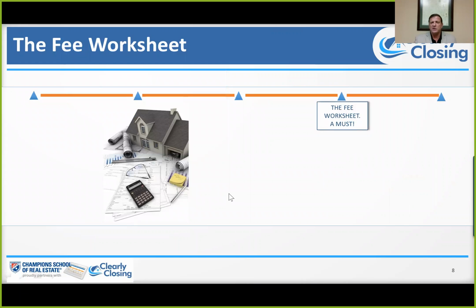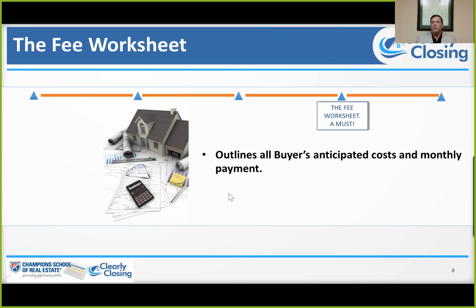So let's talk about this fee worksheet. What Roy showed you a little while ago, or what we showed you on the screen as far as the buyer's closing costs, prepaids, and total cash to close, that's a portion of the fee worksheet. And that's actually the lion's share of the fee worksheet. There's a little more information on it too, which I'll show you.